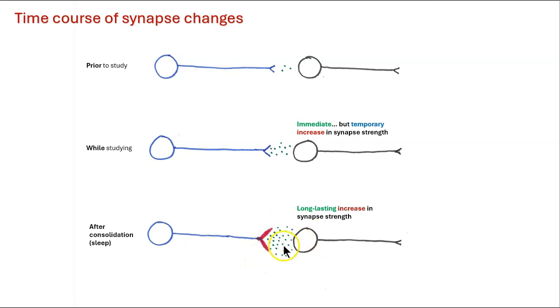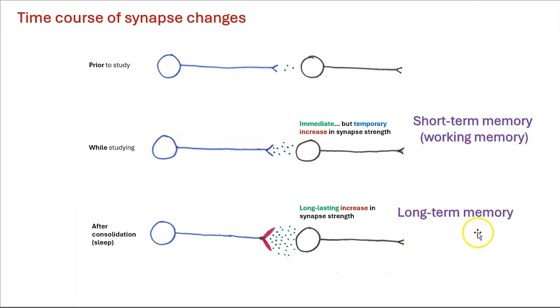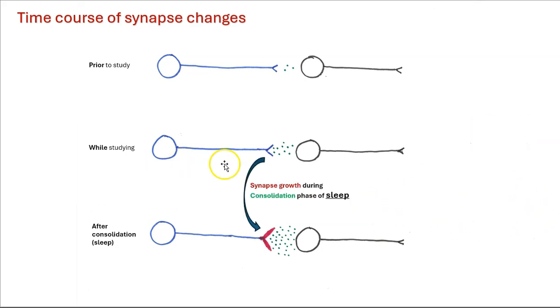And this process happens well after our study session because the biology of neurons takes time for gene expression, protein construction, and for synapses to actually grow stronger. That takes time. So we can associate this temporary increase with the working memory boost, but it's the long-lasting synapse change that's going to be the long-term memory. And again, that long-lasting change is happening during the consolidation phase of sleep.